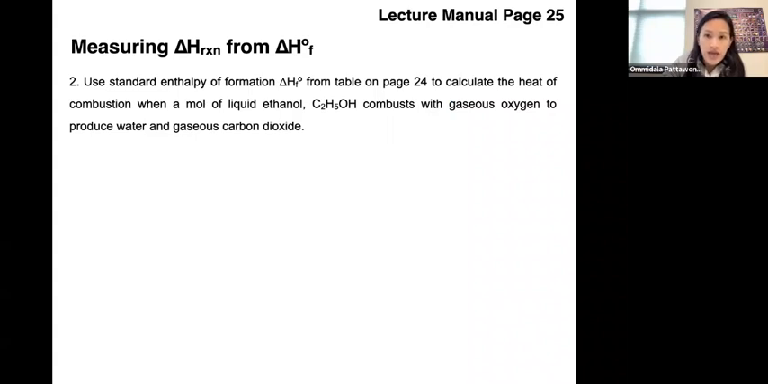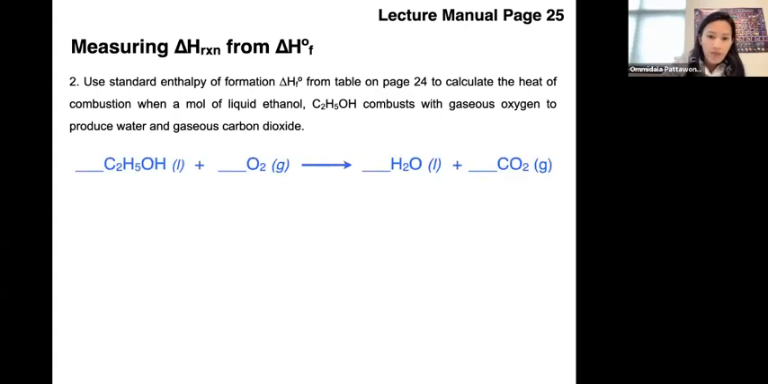In this case, I'm going to do the same thing. We're going to use the table on page 24 to help us calculate the enthalpy of reaction involved with the combustion of ethanol. Combustion of ethanol means ethanol combusts in the presence of oxygen, and it's going to generate water and carbon dioxide. We are going to make sure that we have the correct balanced equation first. So I'm going to balance those.